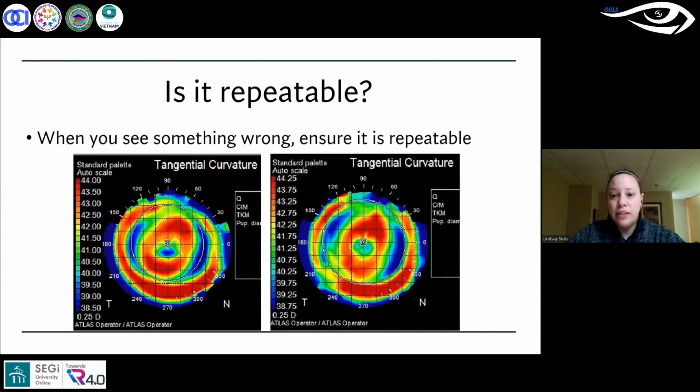And then they come back another day and it may look kind of similar and yet different. This would be a case where I would say, okay, it's pretty repeatable, the problem. But had they come back for their second topography on the right and it looked better, I may think, oh, that patient just slept poorly on that first night.